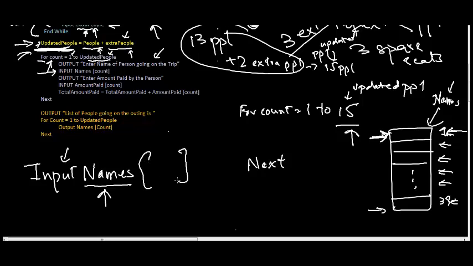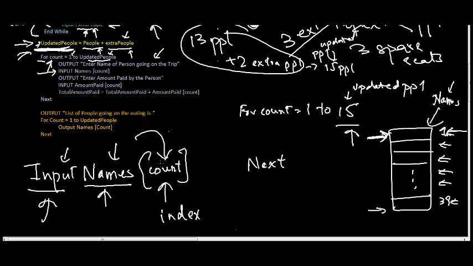And in this case we are going to specify count as the index, right? So count is going to act as the index. Index means the box number or the element number into which the value that the user is going to provide will be stored in this array names.